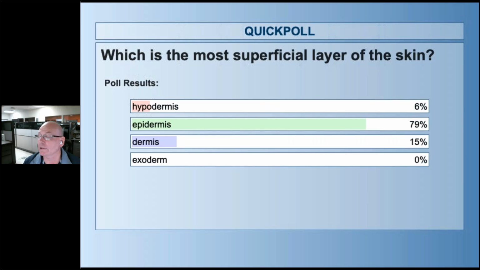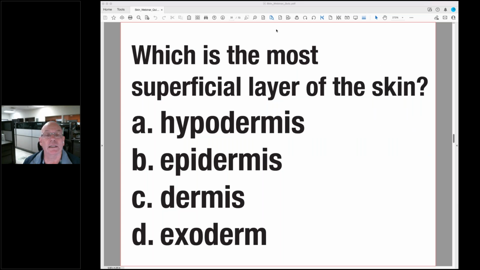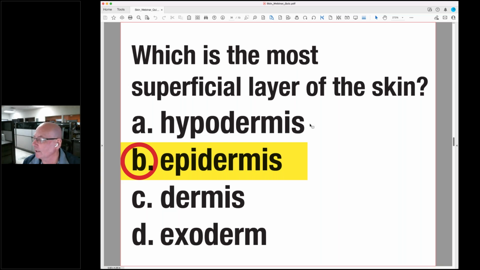Remember, the epidermis is the most superficial layer of skin, and notice that it's highlighted here. Just a reminder, I won't say it every time, but when it's highlighted in yellow, it is a special note. So know that the most superficial layer of skin is the epidermis.